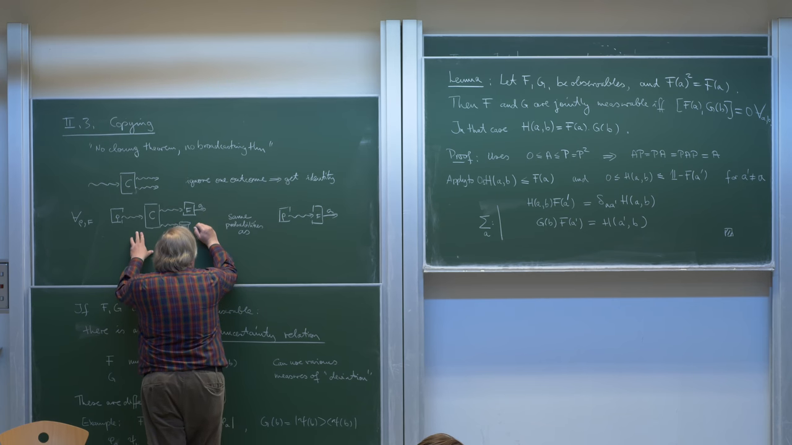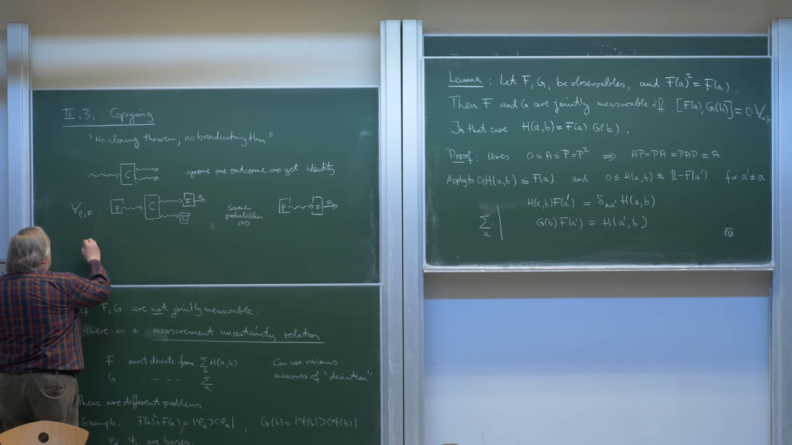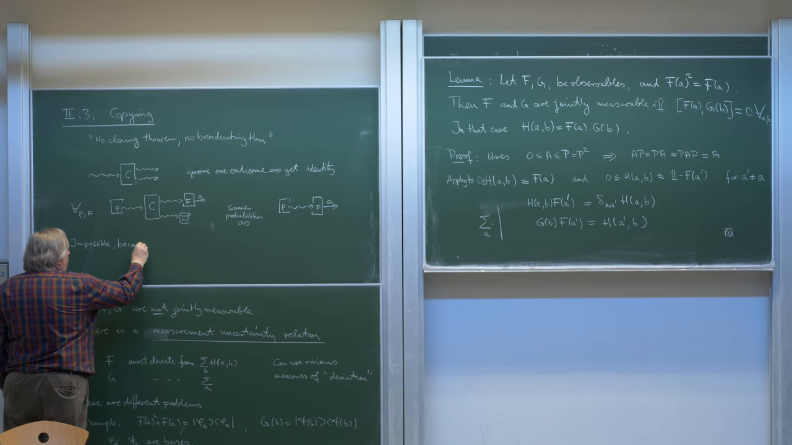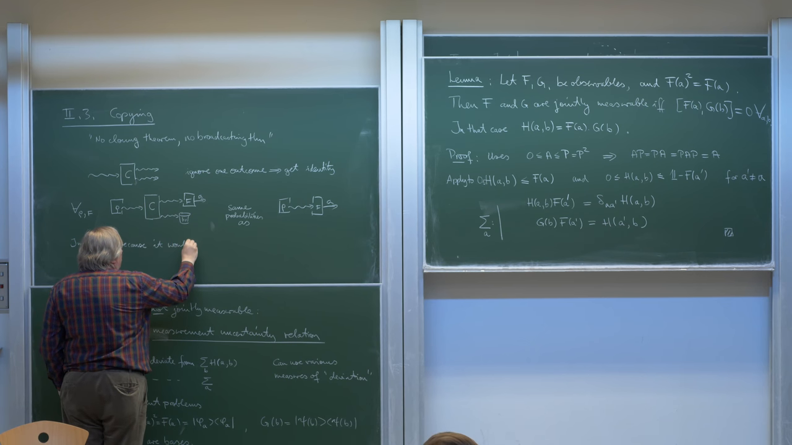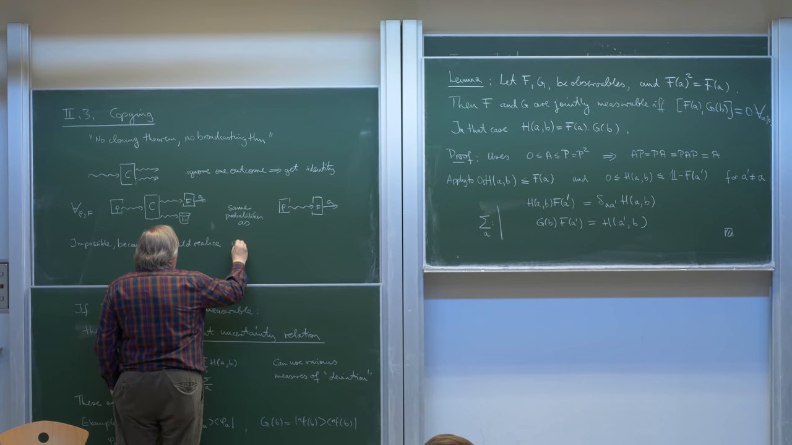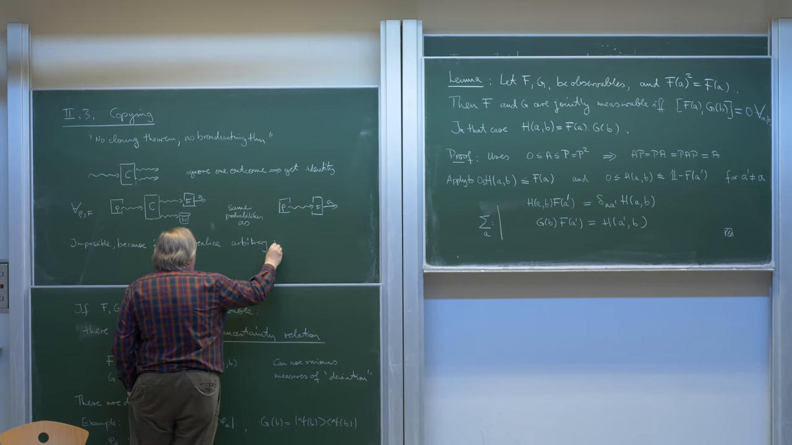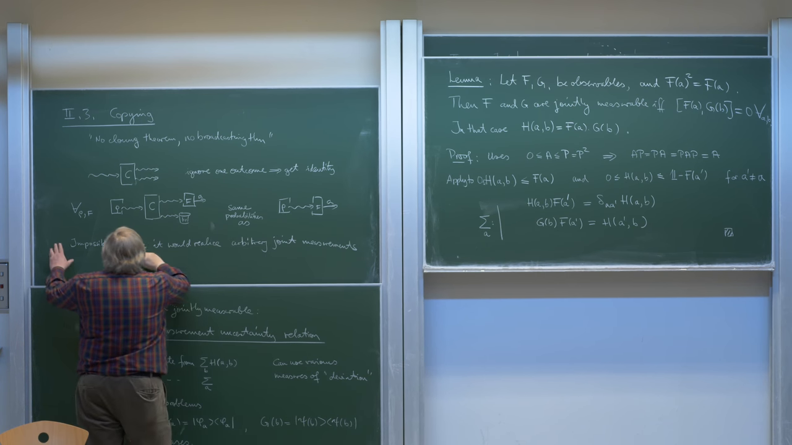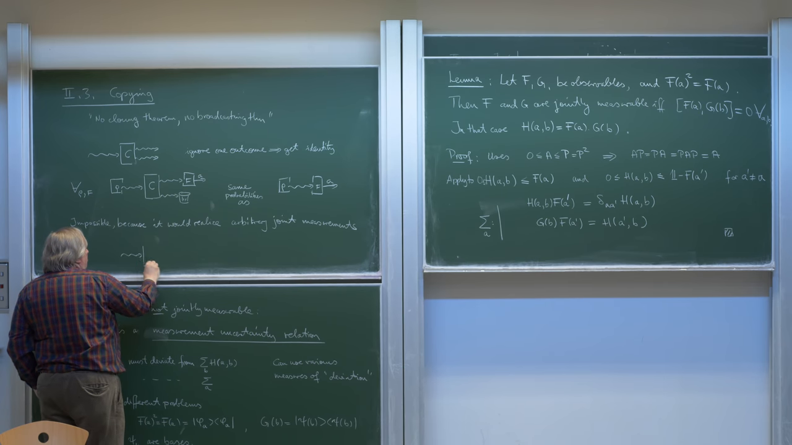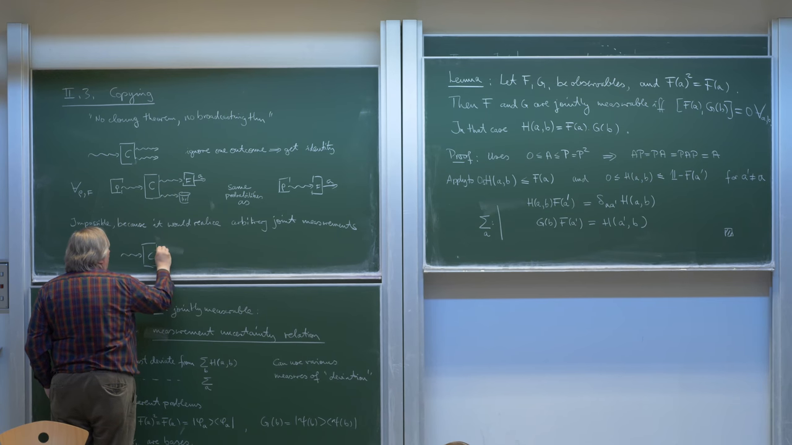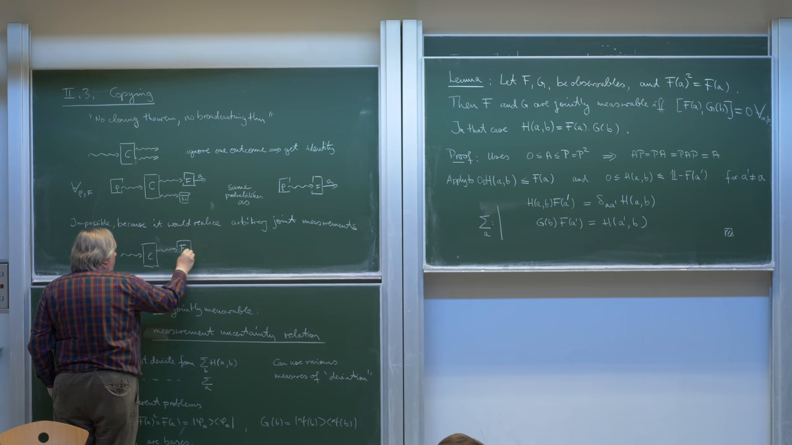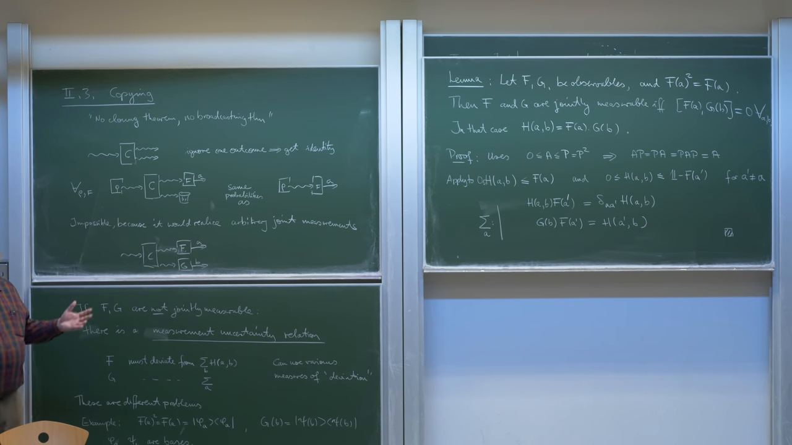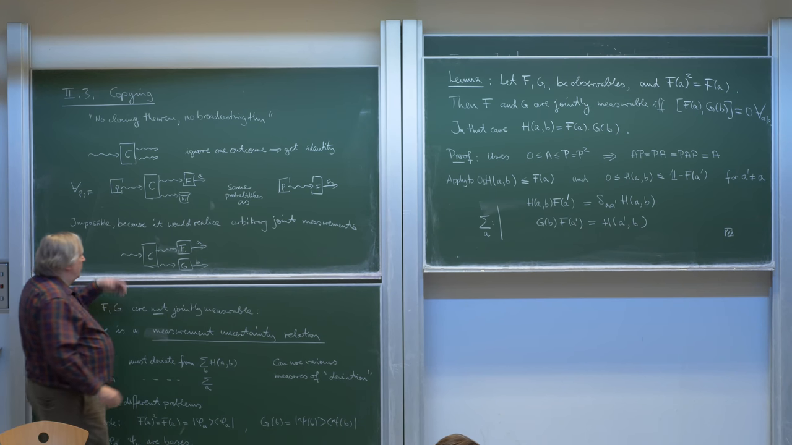So this is impossible. Because it would realize arbitrary joint measurements. So indeed, if I take my copier and, first copy, I measure f. And on the second copy, I measure g. Then, sure enough, I get a joint measurement. I would call this whole thing h a b.